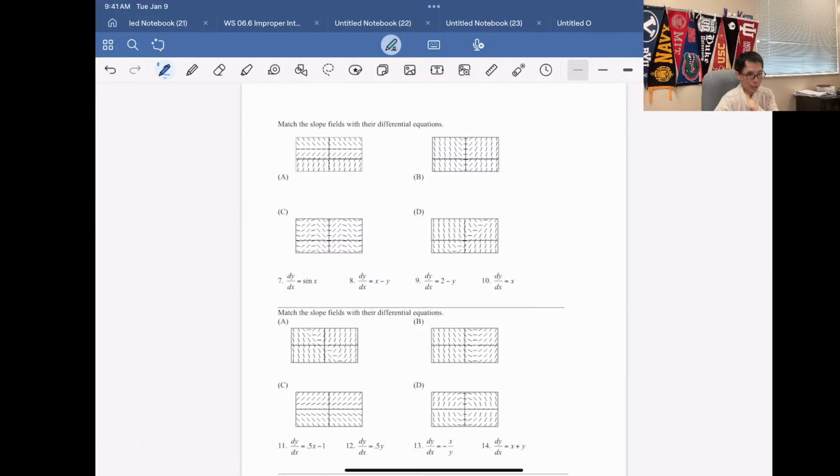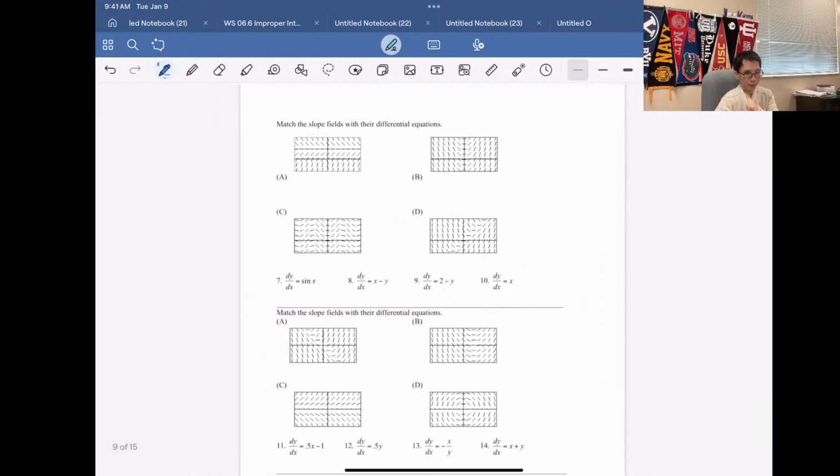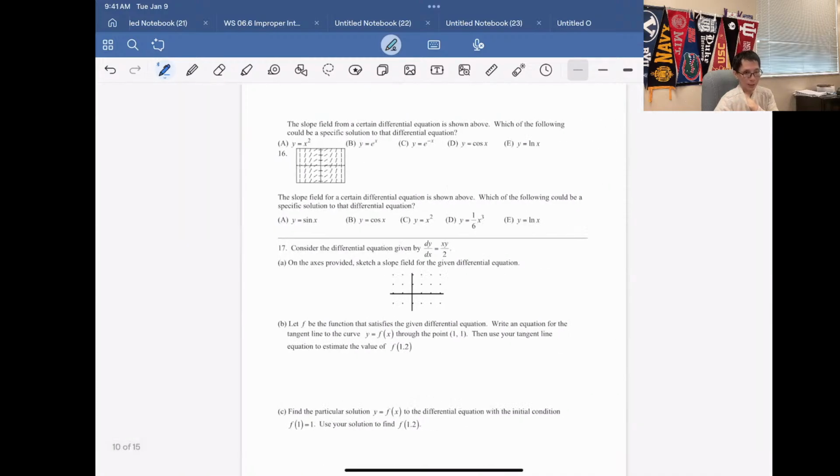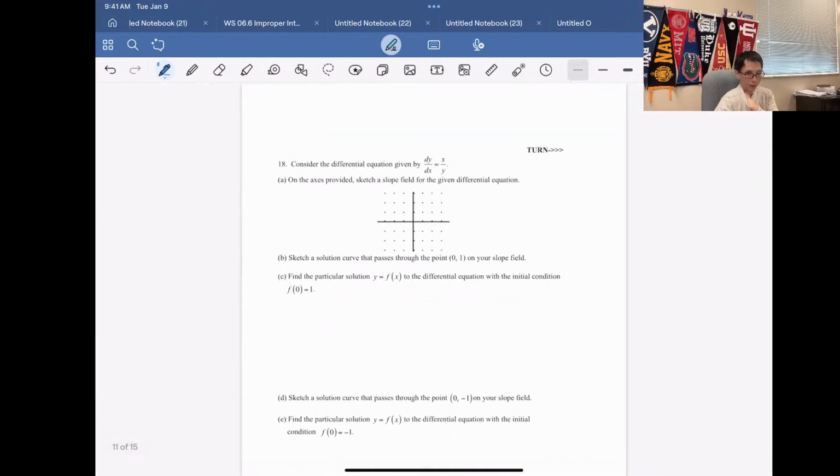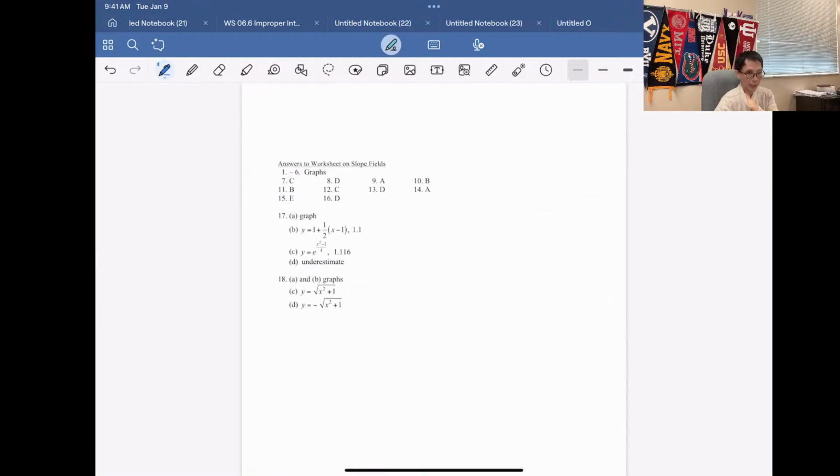Now I hear you want to play matching. Matching is using zero slope to find a match. It's the easiest way to find a match, using zero slope. Good. Okay. And this is your homework. Then this is your homework. And this is your answer.